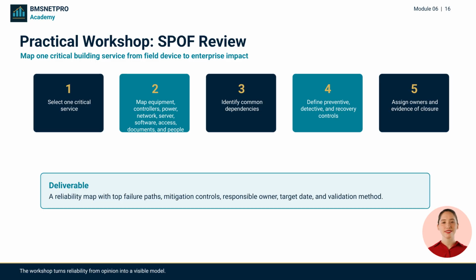The exercise asks the learner to select one critical service and map the physical equipment, controllers, power, network, server, software, access, documentation, and people required for that function. Then they identify common dependencies and define preventive, detective, and recovery controls.